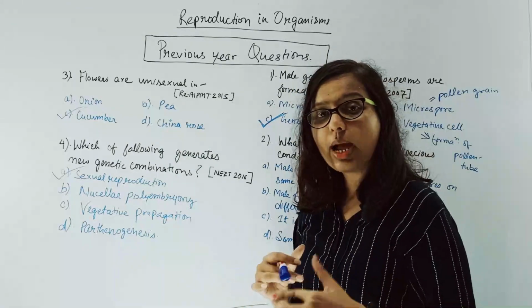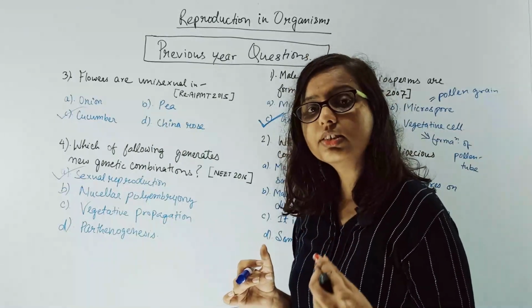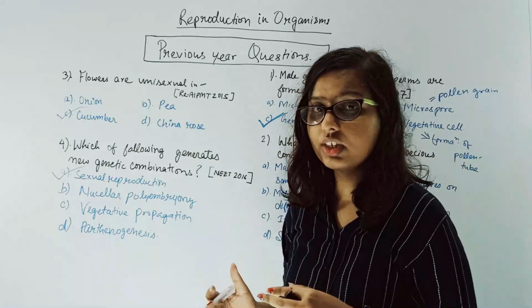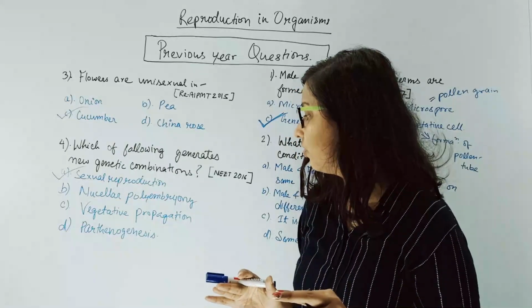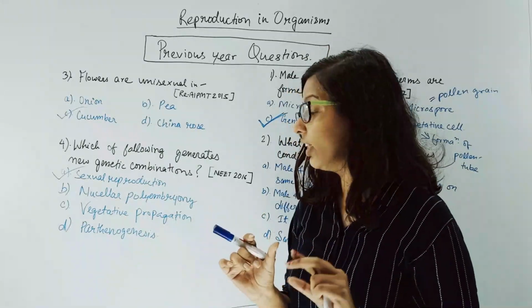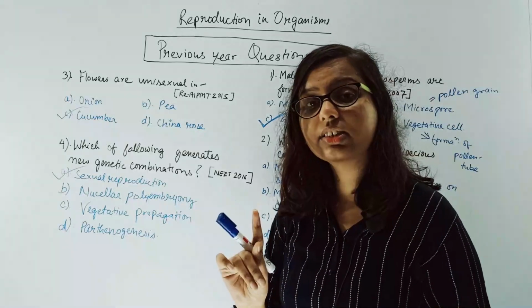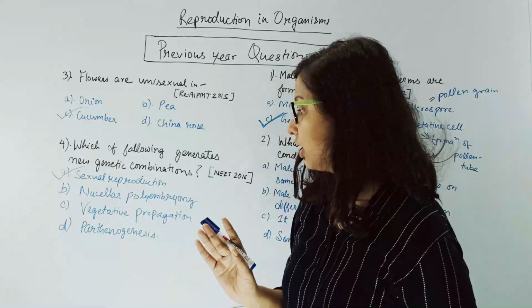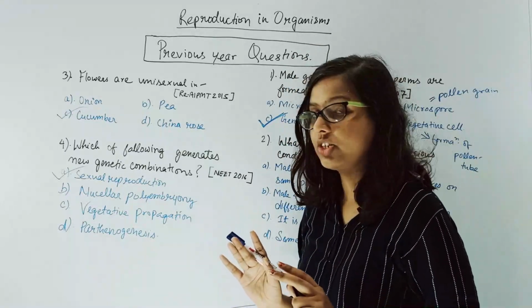Vegetative propagation is a type of asexual reproduction, which means there will be no formation of gametes. Vegetative propagation also involves just one parent. Two parents are not involved in the case of vegetative propagation.